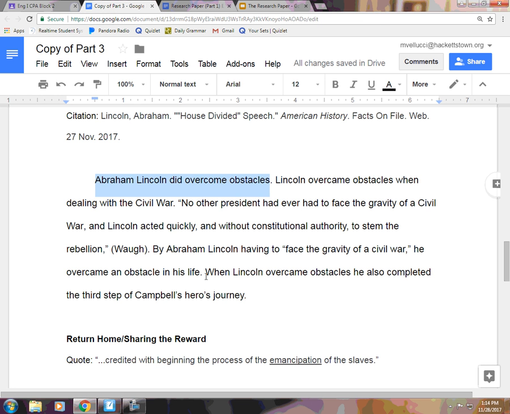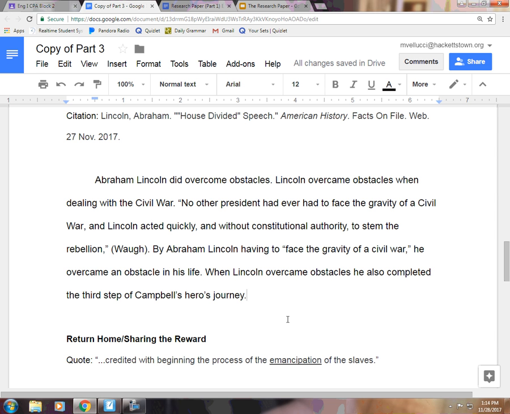Frequently, students want to ask me if this paragraph is too repetitive. For example, let's count the number of times we see Abraham Lincoln. 1, 2, 3, 4, 5, 6, I guess we call it 7. So his name appears 7 times in 5 sentences. Also, overcoming obstacles, 1, 2, 3, 4 times in 5 sentences.